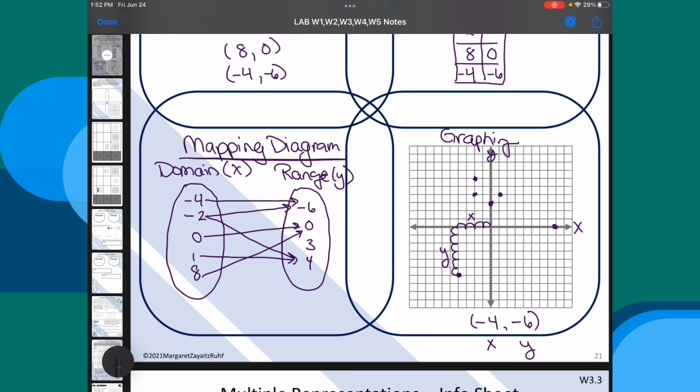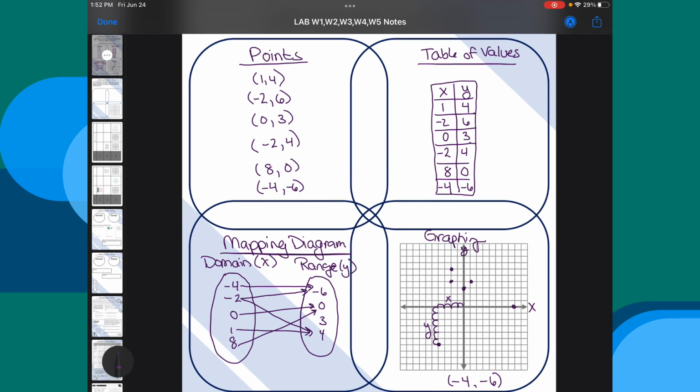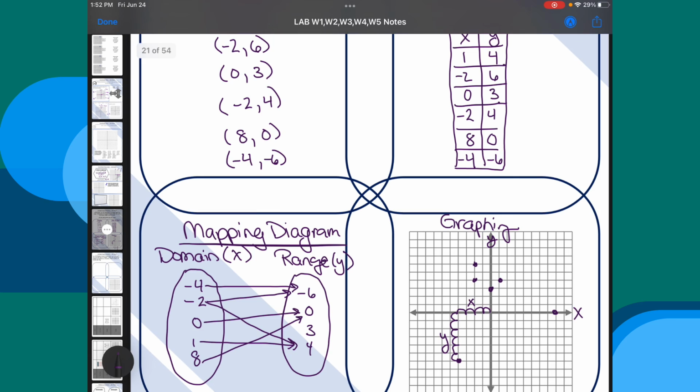So this is 4 different ways that you can represent the same information, and depending on what you're trying to do with that information depends on how we would want the data represented.